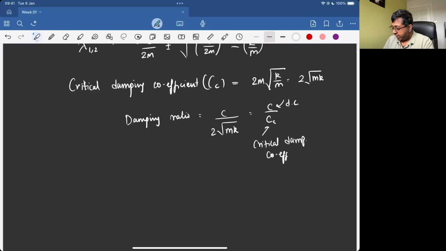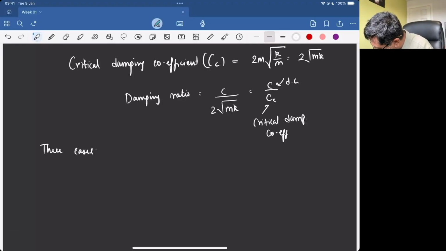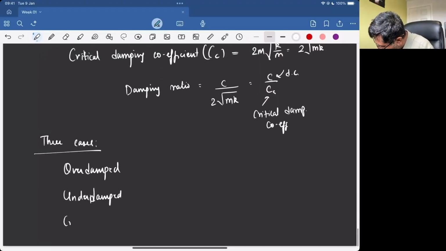So then we also use these ideas to define three different cases. So we said three cases. One where the system is overdamped, one where the system is underdamped, and one where the system is critically damped.